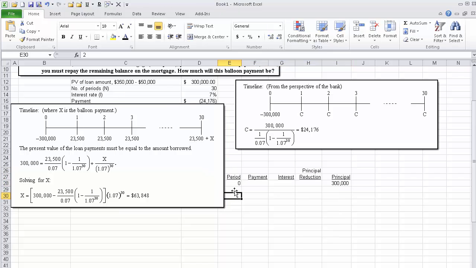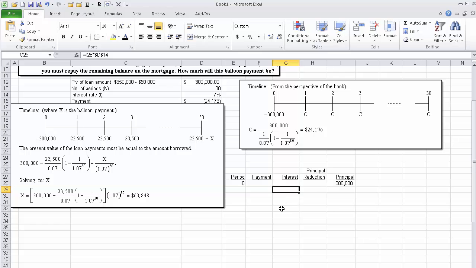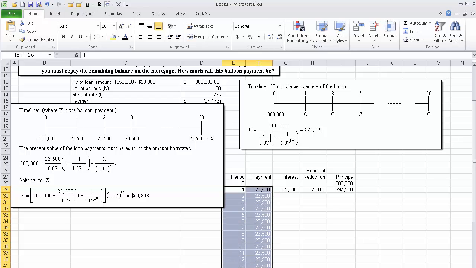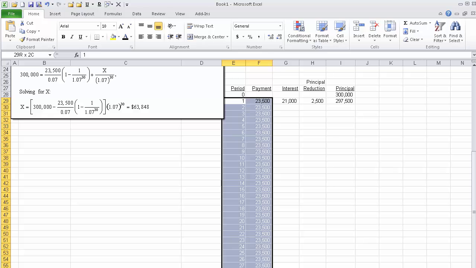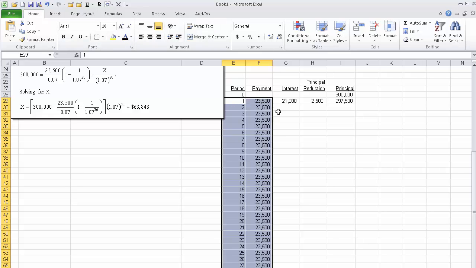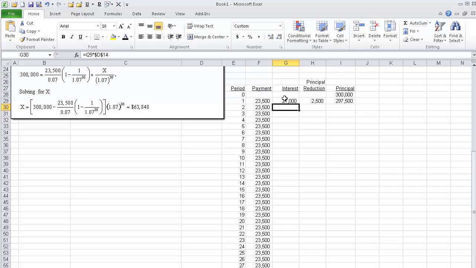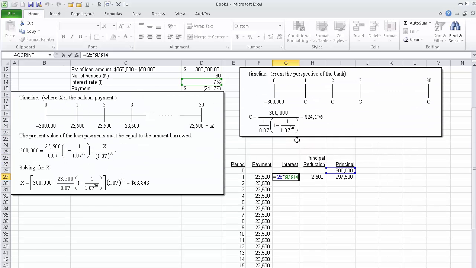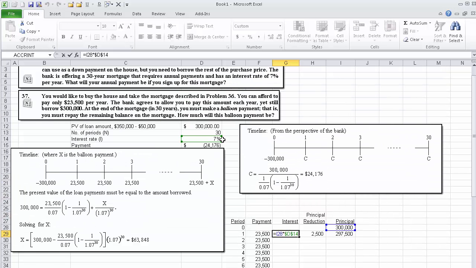Okay, so what do we have? I've got to move this over just a little bit. Maybe make this bigger. Yeah, that'll work just fine. We've got period 0, which is right now, there's our payment. And then if I put together period 1, the payment is $23,500. Now, that payment's going to be the same for all 30 periods. Take this down to 30. And the interest is going to be equal to the principal times D14. Well, D14 is just 7%. If I slide up, you'll see it's 7%.